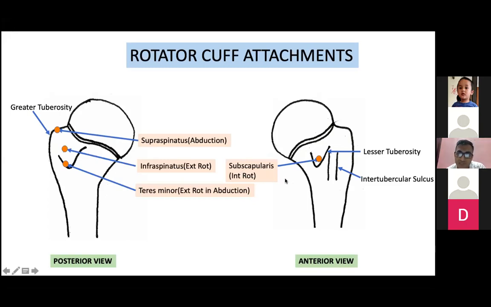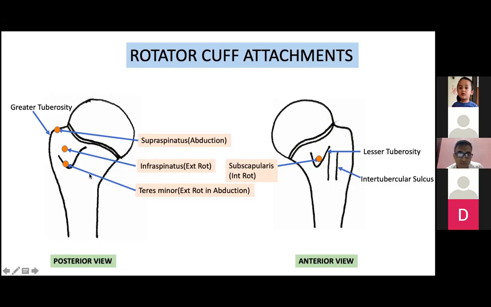And the subscapularis attaches, this is the anterior view of the humerus, to the lesser tubercle of the humerus. And this is the intertubercular sulcus. It's very important to note that the subscapularis muscle is medial to the intertubercular sulcus, through which the biceps tendon passes. While this is the greater tuberosity, and along the lateral aspect of the greater tuberosity, supraspinatus takes its attachment, and there is a central facet where infraspinatus attaches, and teres minor downwards, inferior to the infraspinatus attachment.